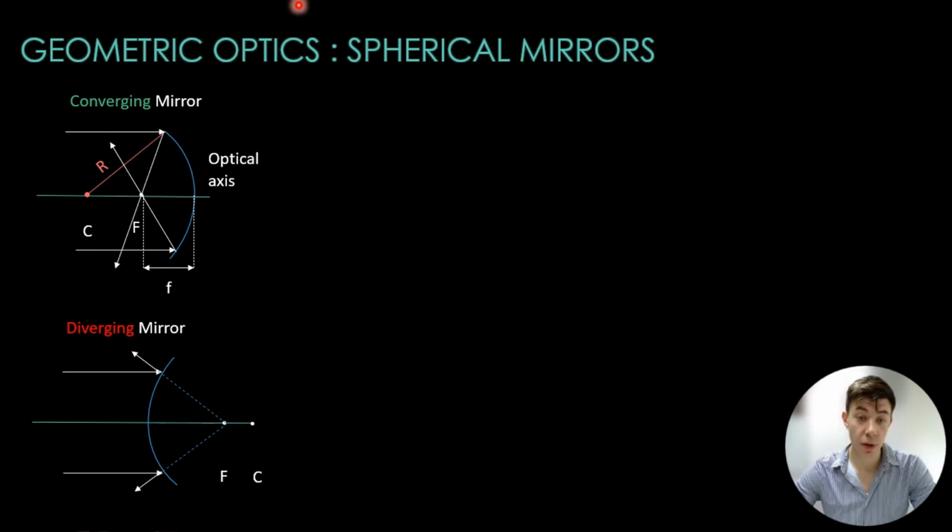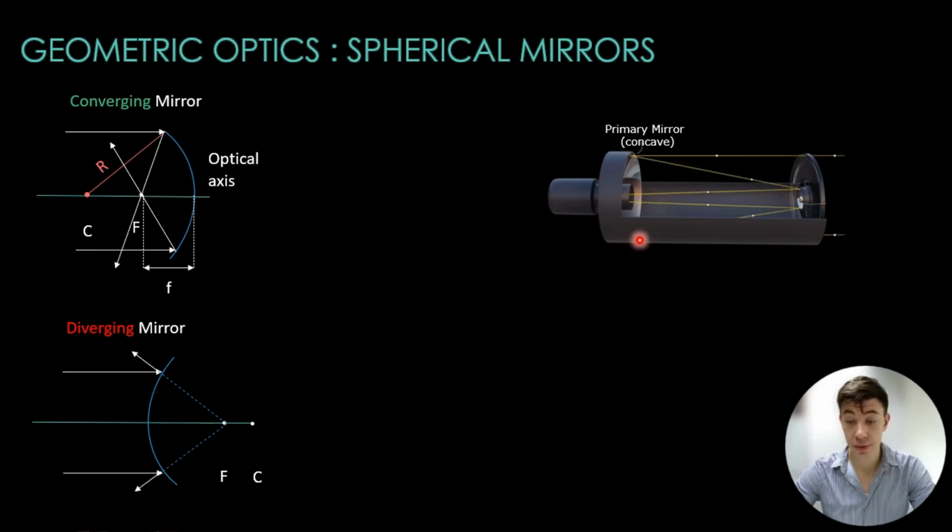So how do spherical mirrors work? Once again, for concave mirrors, parallel rays of light incident on a concave mirror converge at the focal point after reflection. This allows them to form real images of distant objects, making them ideal for telescopes. For example, here you can see a telescope that we'll see in more detail in future lectures.